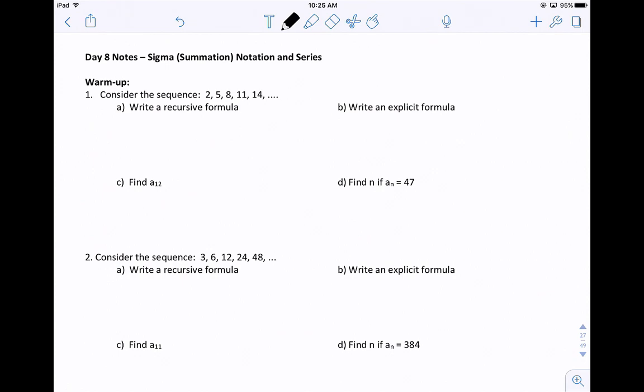Consider the sequence, write the recursive formula, the explicit formula, find a sub 12, and find a sub n. Find n if a sub n is 47. All right, so a lot of information here. This is a good review.